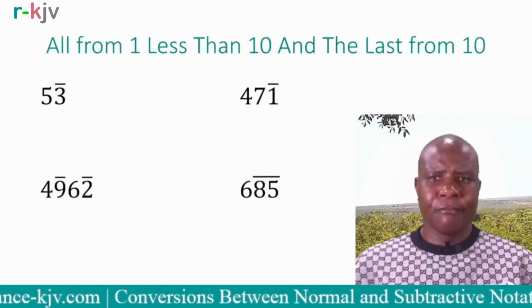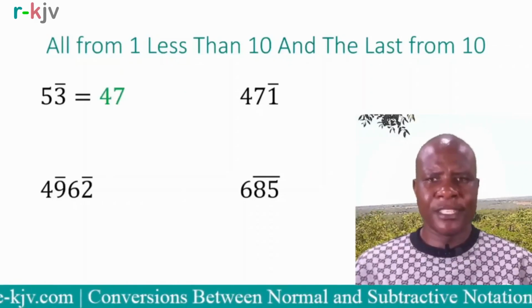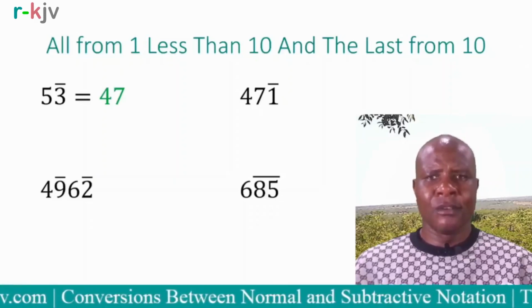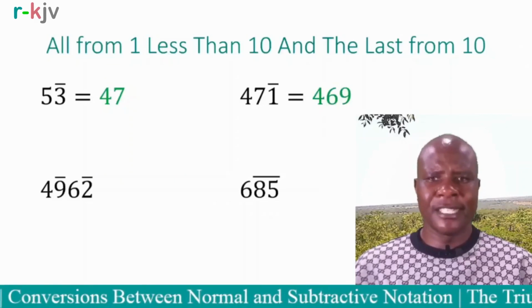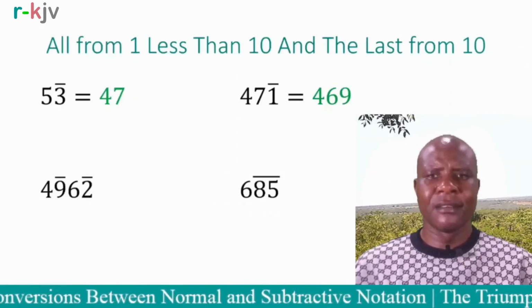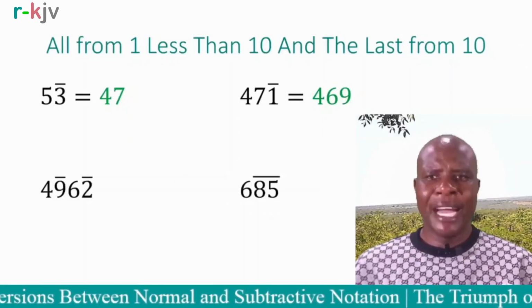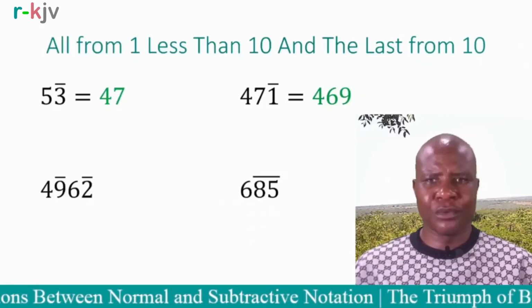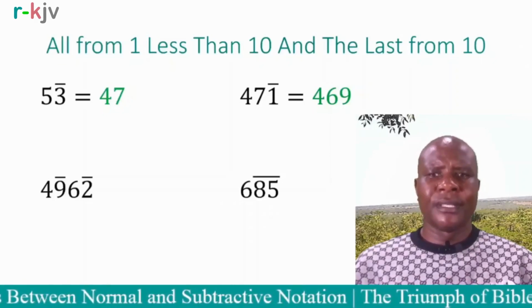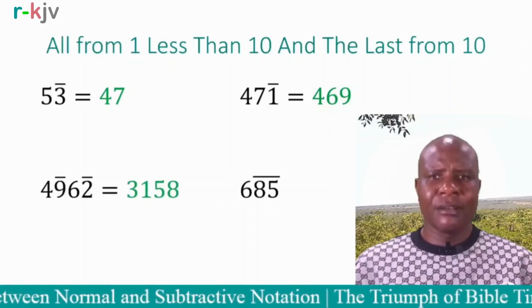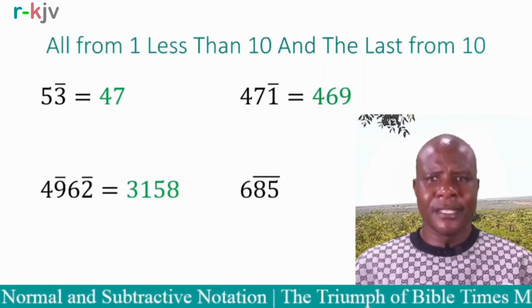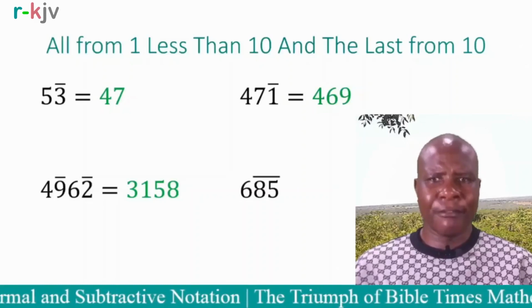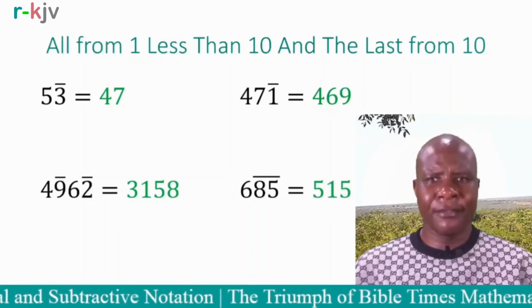You pause the video and convert these numbers to normal form. 5 bar 3 is 47. 47 bar 1 is 469. 4 bar 9, 6 bar 2 is 3158. 6 bar 8 bar 5 is 515.